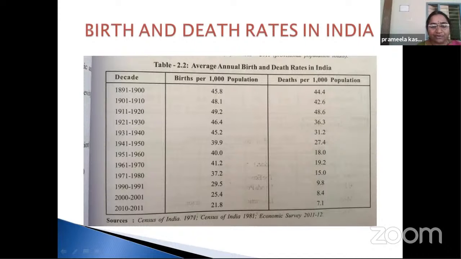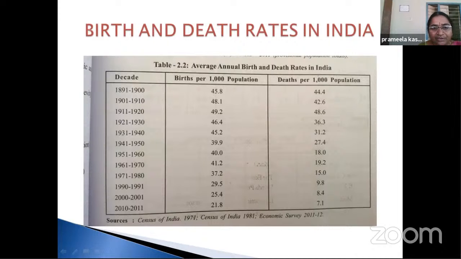So for example, between 1891 to 1901, the birth rate per thousand people was 45.8, but the death rate was 44.4. That means for every 1,000 people in the Indian economy, we can find 45.8 births and 44.4 deaths per 1,000. Next, if we go to between 1901 to 1921, we can find that the birth rate increased from 46 to 49 nearly.